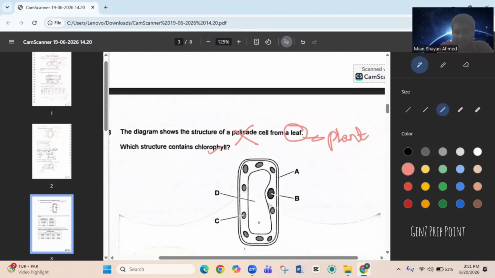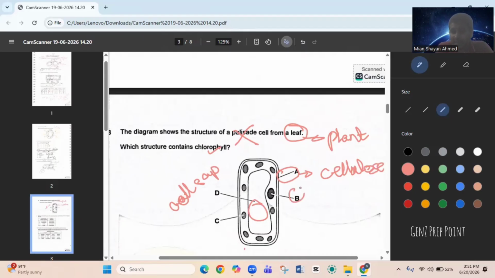If we see the vacuole, what does the vacuole contain? The vacuole contains cell sap. They don't contain chlorophyll, they only contain cell sap. What is cell sap? It's a watery fluid filled with minerals and water. This is the cell wall. The cell wall does not contain chlorophyll. It is made of cellulose.